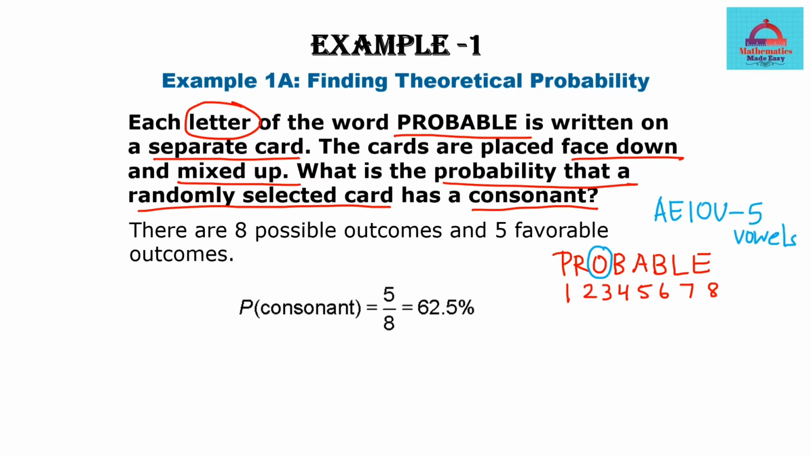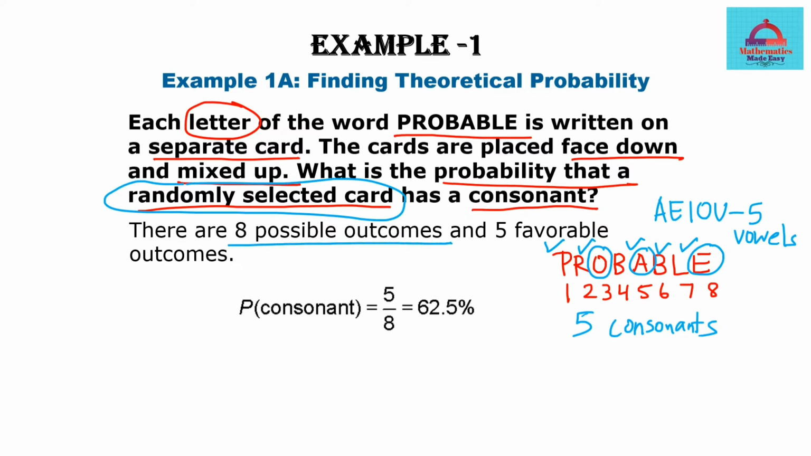Let us remove these so that we get the consonants. O, A, E, these 3 are the vowels. If I remove them, I have 5 consonants left, which are the letters P, R, B, V and L. So V is coming 2 times. Therefore, we can say that the total number of possible letters that can come when you are picking up a randomly selected card is 8 possible outcomes, because there are 8 total letters, and out of which there are only 5 favorable outcomes because there are 5 consonants.